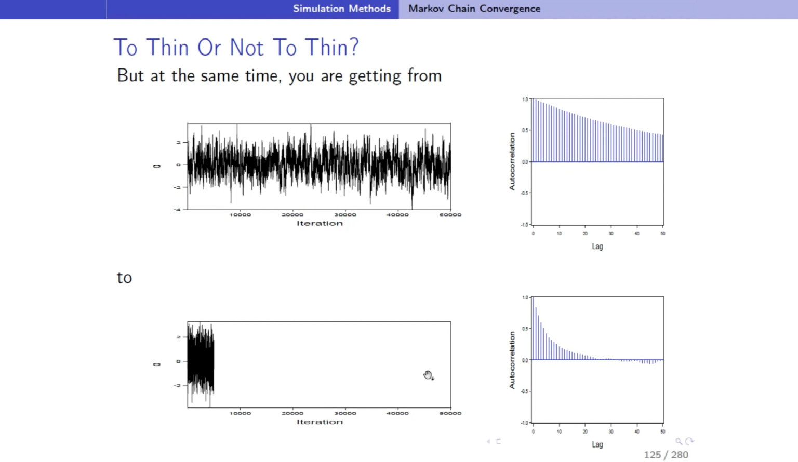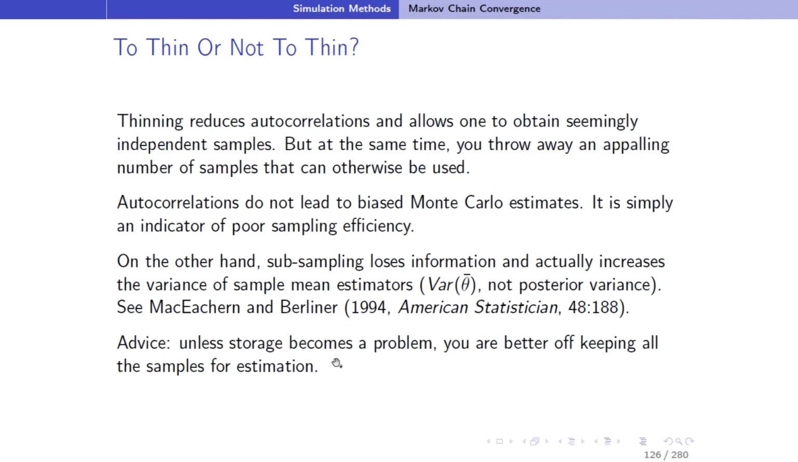In addition, when you think about Monte Carlo, the order doesn't really matter. It's not asking how these samples come to you. The order matters in estimating the point estimates. So by and large, you want to think of these as just samples. Including them doesn't really hurt the estimate, and excluding them reduces efficiency. The general advice is, unless storage becomes a problem, you are better off keeping all the samples for estimation.